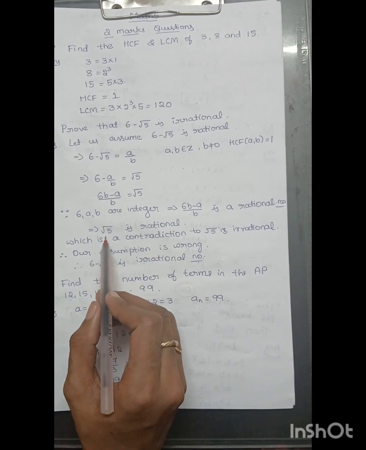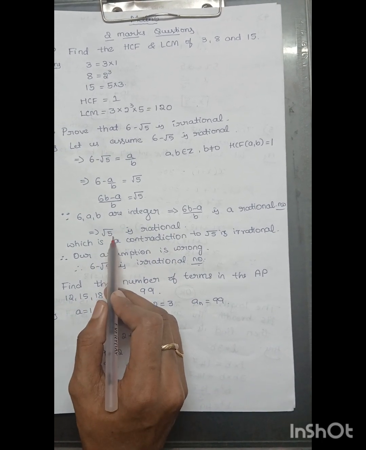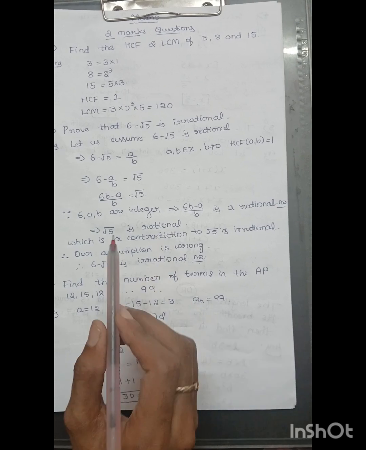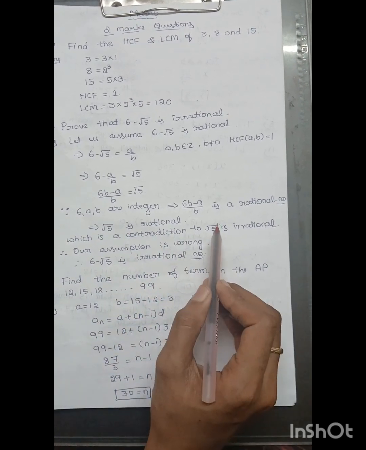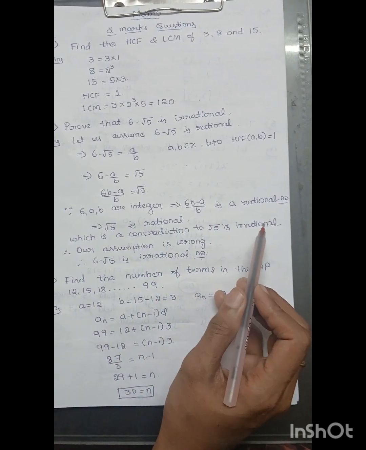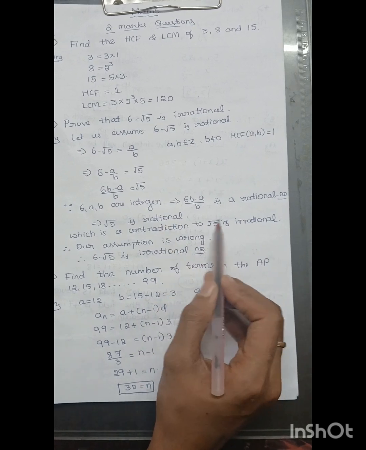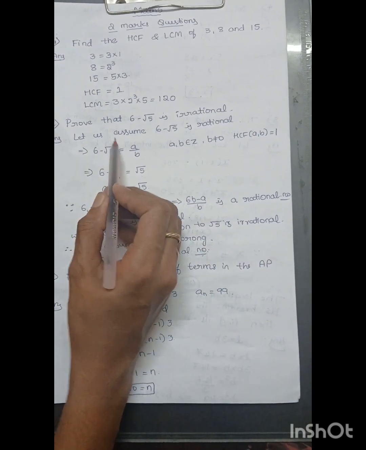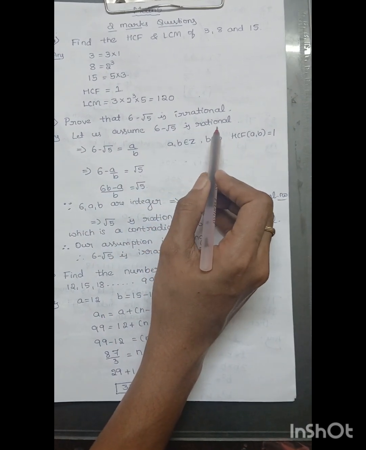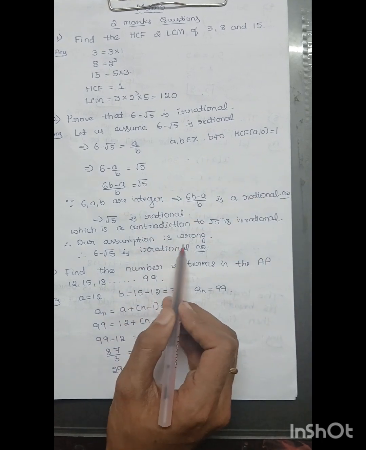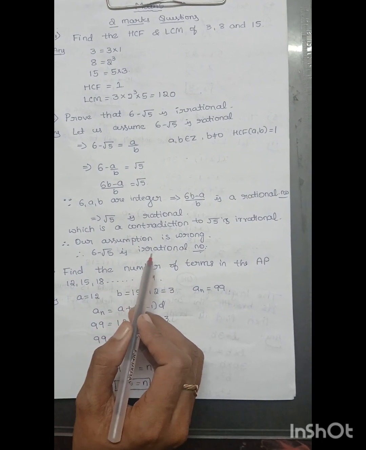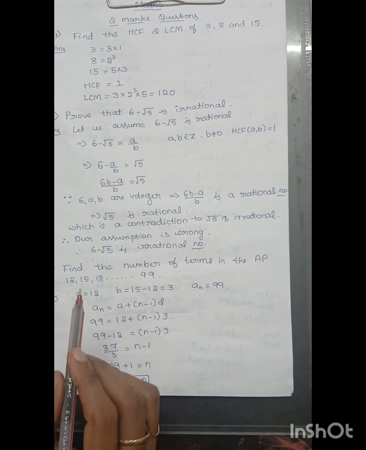But we know that root 5, with a prime number inside the square root, is an irrational number. Therefore, this is a contradiction to the fact that root 5 is irrational. This contradiction arises due to our wrong assumption that 6 minus root 5 is rational. Therefore, our assumption is wrong. 6 minus root 5 is an irrational number.